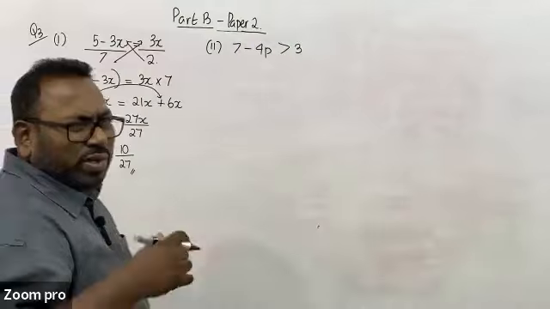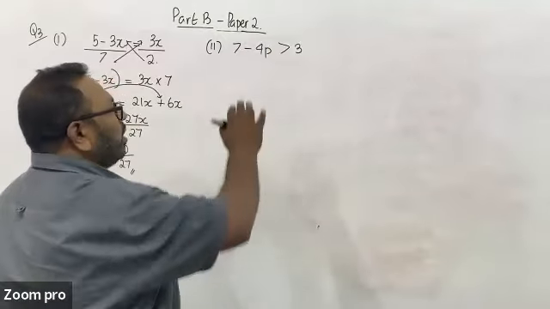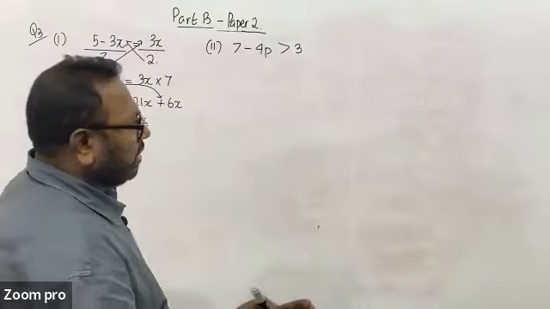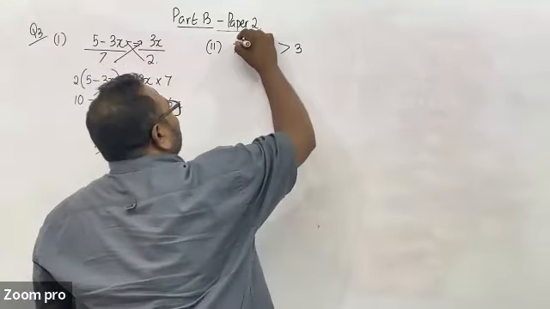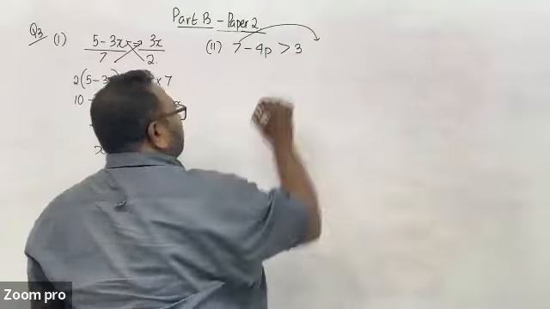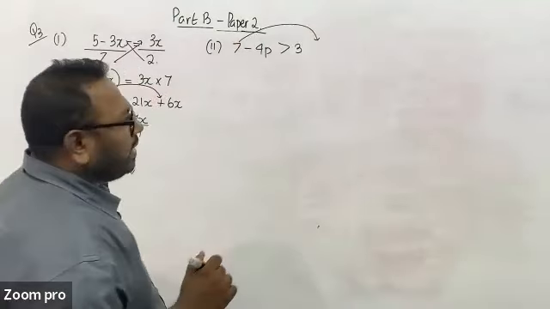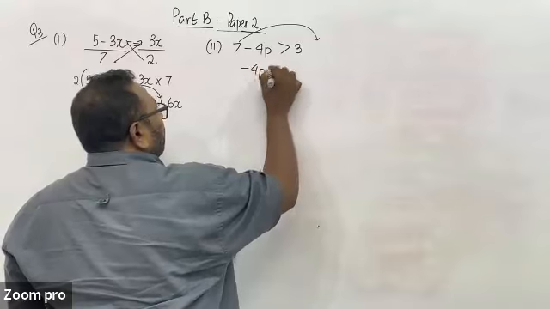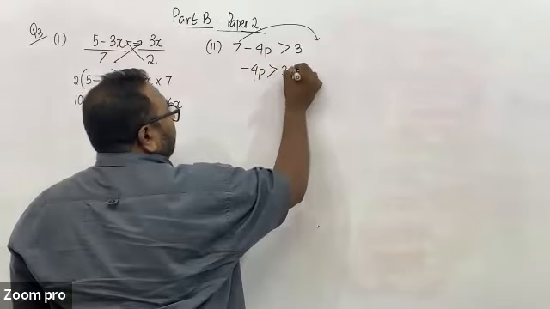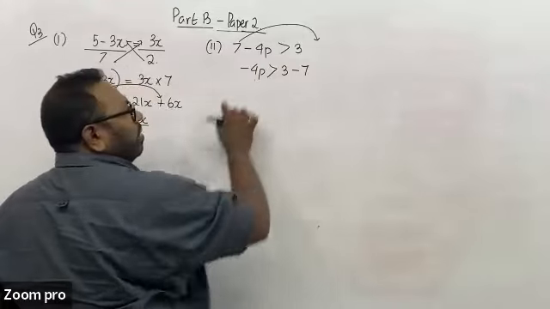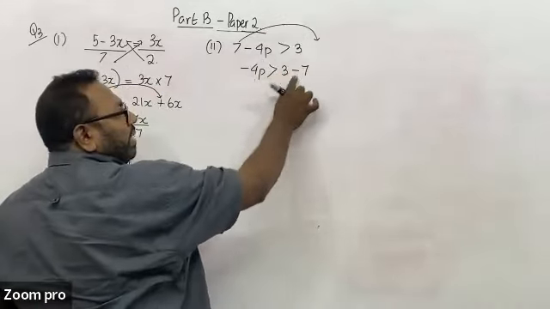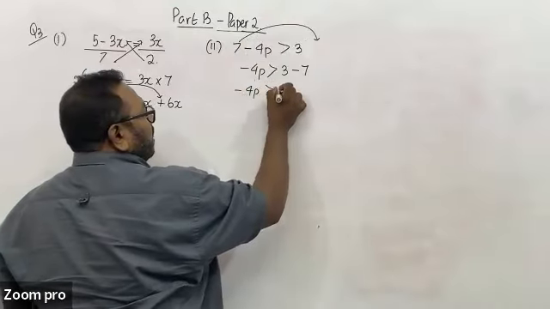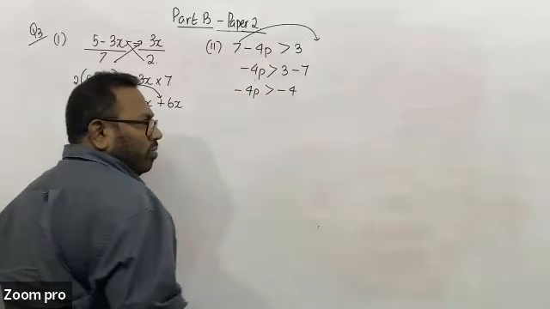So first what we do, we'll solve it. We want to keep my 4p on one side, take everything else to the other side. So we'll take the 7 to this side. So when the 7 goes to that side, what you have? Minus 4p greater than 3 minus 7. Plus 7 goes to this side, minus 7. So you have minus 4p greater than minus 4.